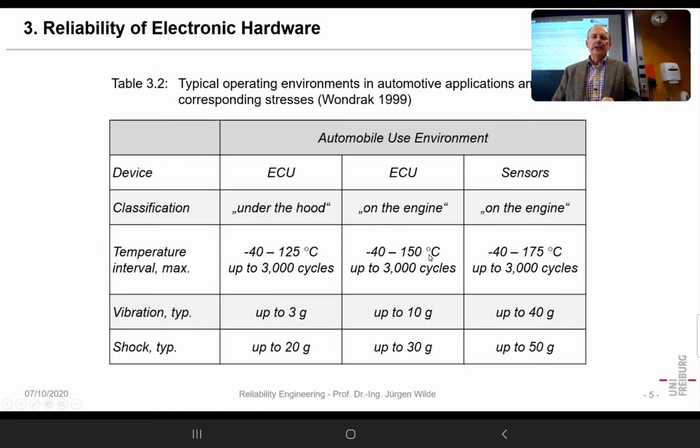Please note, these data are taken as the maximum that can occur. Then we have the engine itself, of course, where it can be hotter due to the direct contact with the metal parts, which are in contact with the combustion. It goes up to 150, and sensors on the engine, which are still closer to where something happens, are specified somewhere up to 175 degrees centigrade. Here, the cycle numbers are given as 3000. So that means it's a driving cycle.